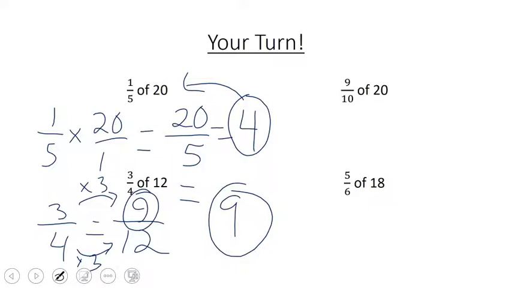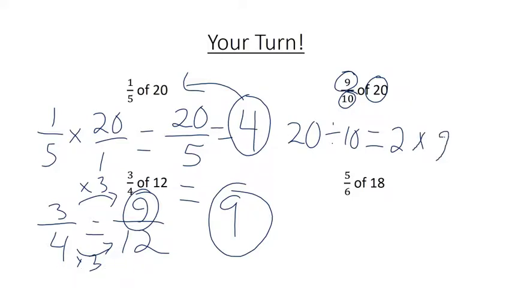For this next one, let's go ahead and solve this one with division. Change it up a little bit. 9/10 of 20, we can solve that by saying 20 divided into 10 equal groups. So 20 divided by 10 equals 2. So every group has 2 in it, and we want 9 of those groups. So 9 groups of 2 gives me 18. So 9/10 of 20 is 18.